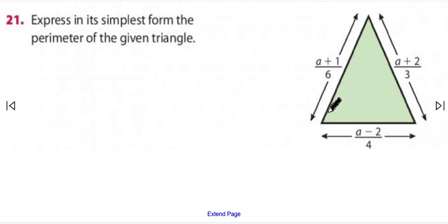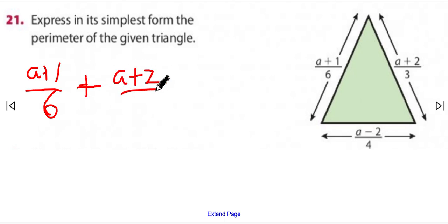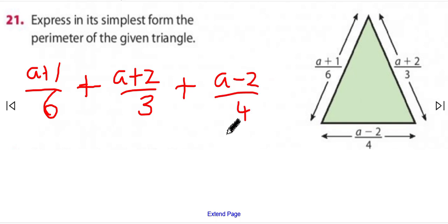of a triangle, we need to just add all three sides together. So we get a plus 1 over 6. We get a plus 2 over 3. And then we get a minus 2 over 4. The common denominator between 6, 3, and 4 will be 12. So you need to change everything into 12s.